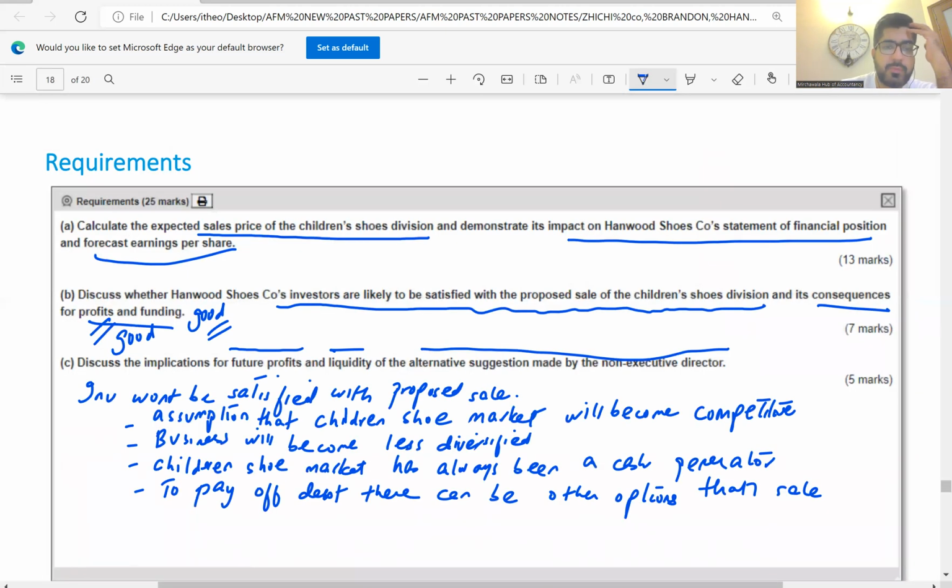Discuss the implications for future profits and liquidity of the alternative suggestions made by the NED. As far as the NED's suggestion is concerned, it has a very bad implication on liquidity. The non-executive director's suggestion on liquidity seems to be very bad, because he's asking why liquidity is needed.